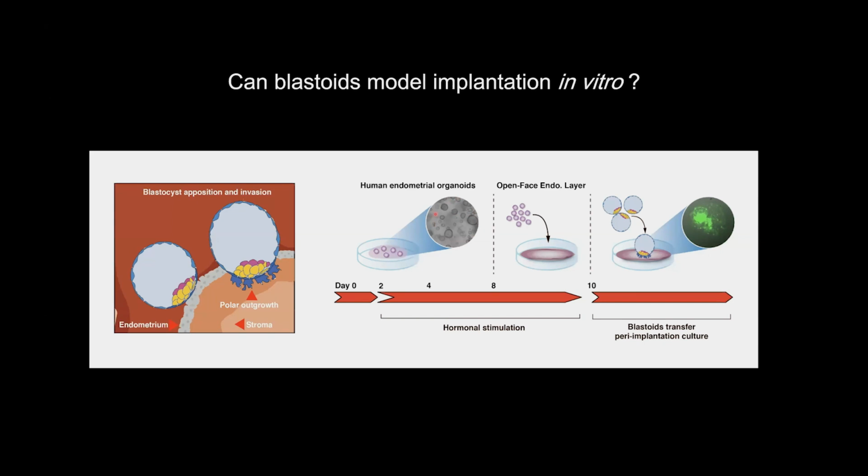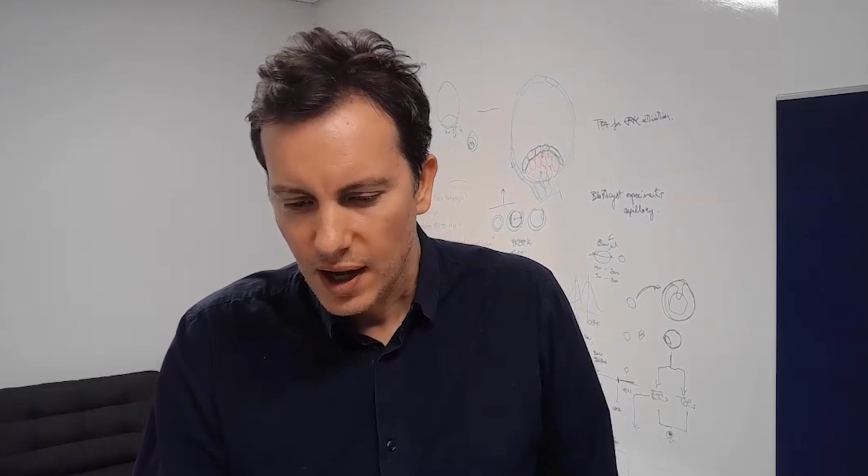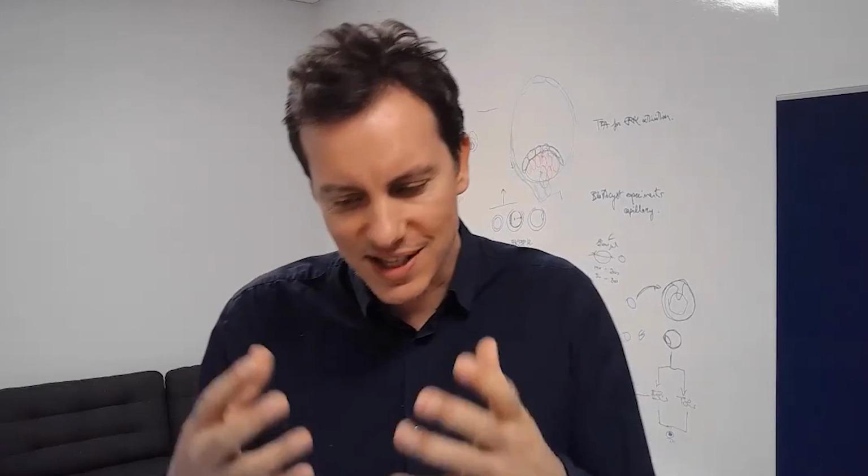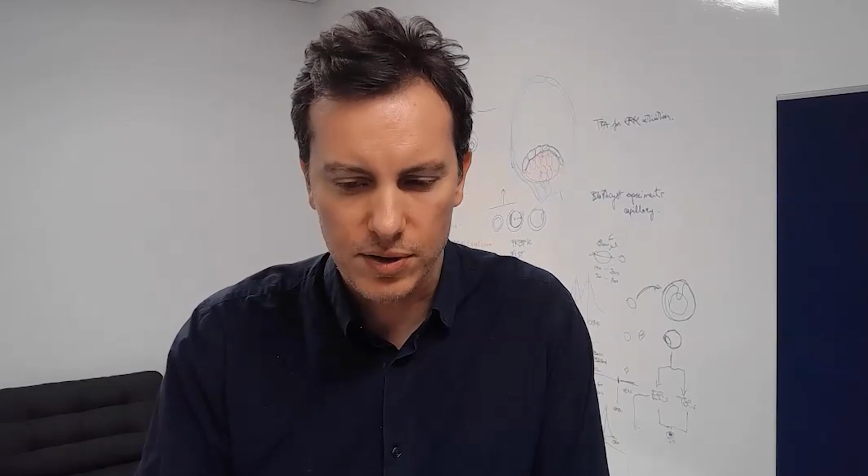So we can expand those organoids. This is done in Matrigel, and it has been done by 2 different groups, the group of Margarita Turco in Cambridge and the group of Hugo Vankelecom in Belgium, in Leuven, excuse me. And so we can expand those organoids, and then we can plate them in 2D in order to facilitate the deposition of the blastoids. And then we can stimulate those with the hormones of pregnancy, progesterone and estrogen.